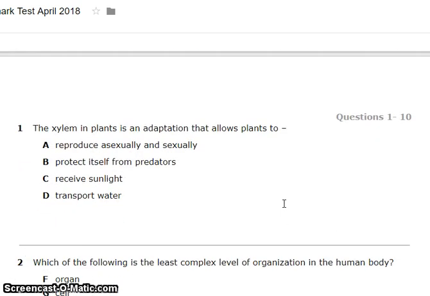Number 1. The xylem in plants is an adaptation that allows plants to do what? A. Reproduce asexually and sexually. B. Protect itself from predators. C. Receive sunlight. D. Transport water.